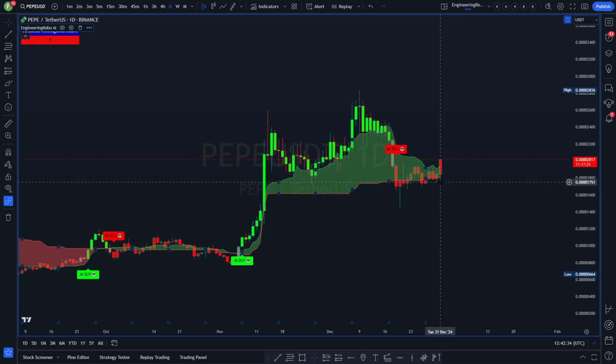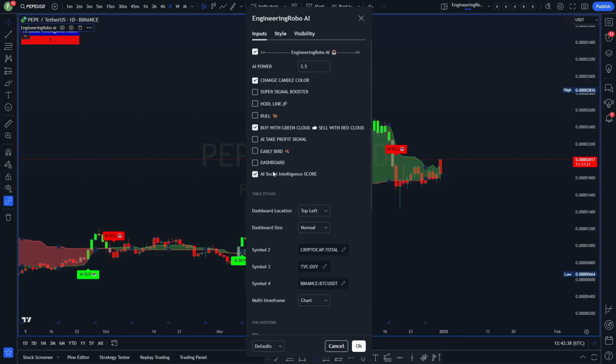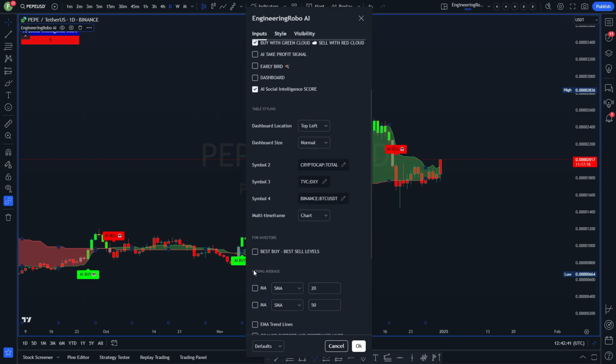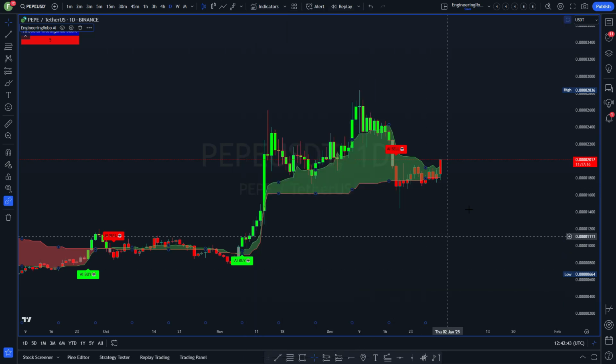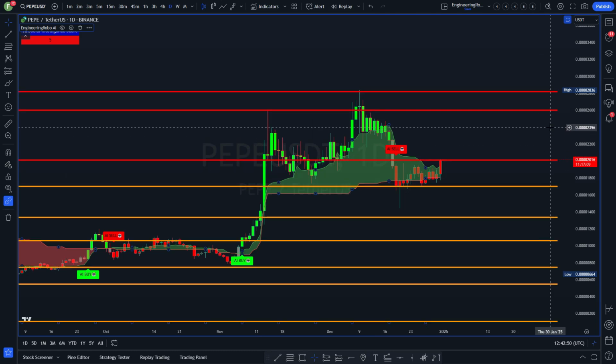We can see that the sentiment is bearish, and if I switch on the support and resistance lines, that gives us a better idea to understand where EngineeringRobo AI has identified key levels within this pair. Obviously, this is being paired up with USDT. Its price is currently coming into a strong resistance zone. So we must be cautious in terms of looking at this from a buying opportunity.